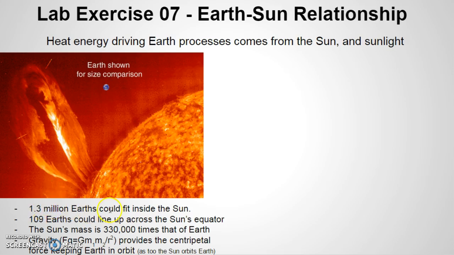A couple of factoids that you can go ahead and put in your notes: about 1.3 million Earths could fit inside the Sun, just to give you some perspective. 109 Earths could line up across the Sun's equator. The Sun's mass is about 330,000 times that of the Earth.